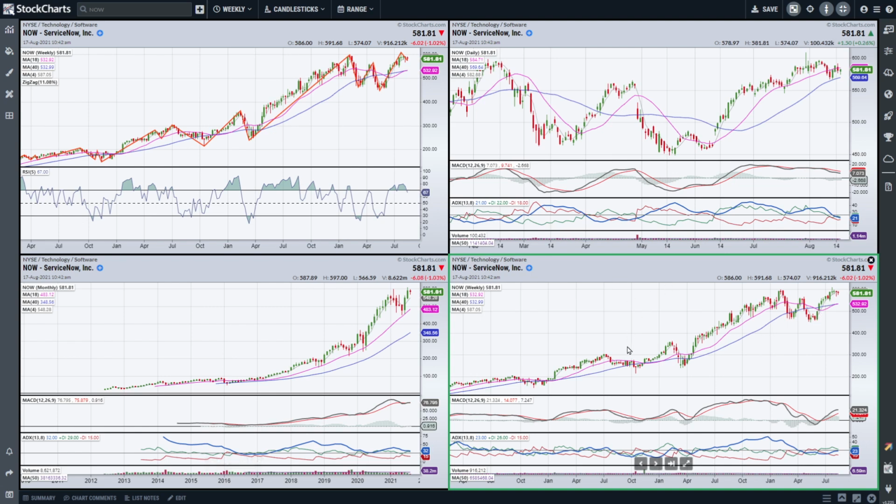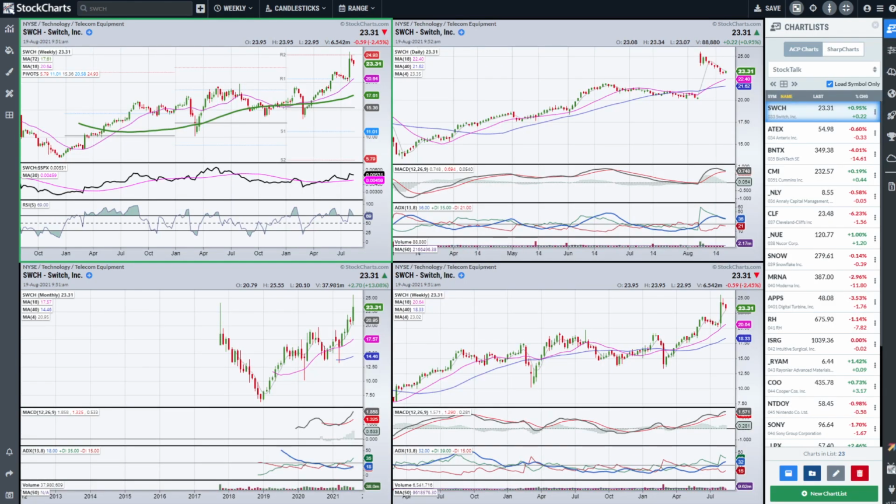So there should be a couple more examples of this as we get into the analysis of the stocks, but let's go ahead and get into that right now.